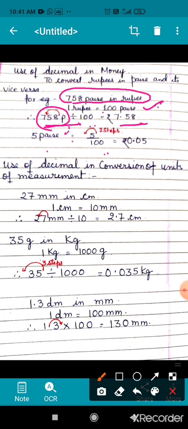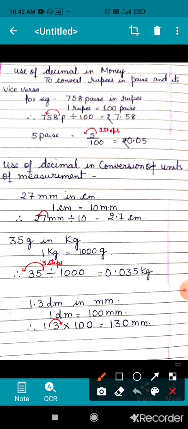Similarly, when we change 5 paisa into rupees, again we will divide it by 100, and according to the rule, it will shift 2 steps to the left, and there is only one digit present. So for 2 digits we will put 0 and put the decimal. So the answer will be 0.05 rupees.